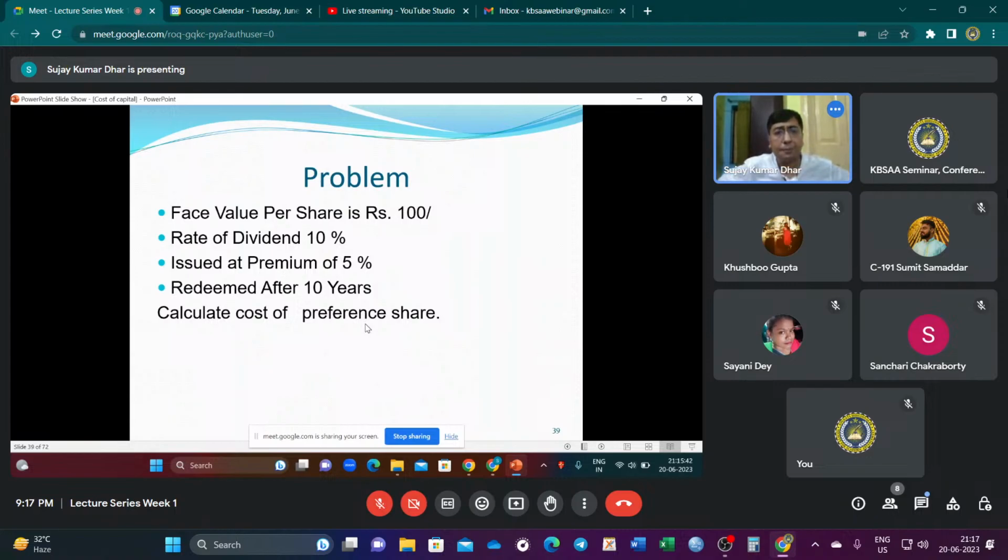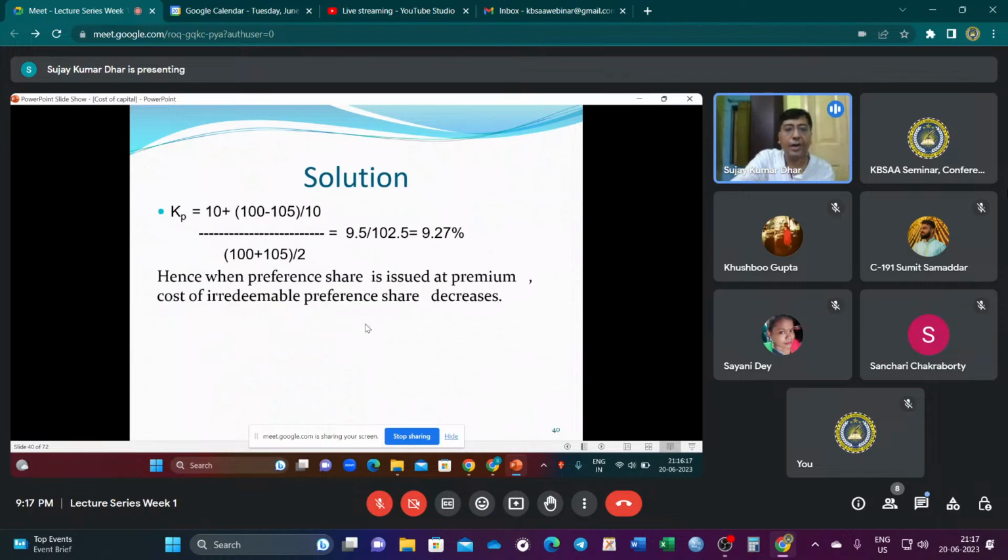Now here what will happen? Purchase price is 100 plus 5 because issued at premium, 5% premium. So 105. Redeemable at 100. So purchase price and redemption price are different. If purchase price and redemption price are different, we will go for the first formula. So cost of preference share is equal to D plus F minus P by N whole divided by F plus P by 2. So 10 plus 100 minus 105 by 10 whole divided by 100 plus 105 by 2. 9.27%. See, when preference share is issued at premium, cost of preference decreases.